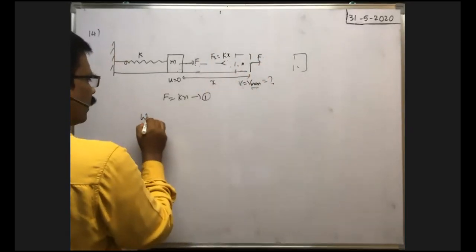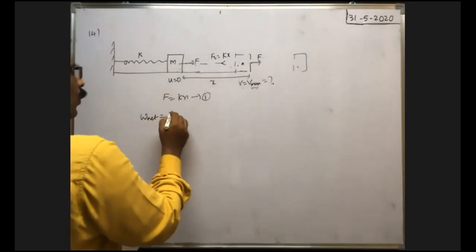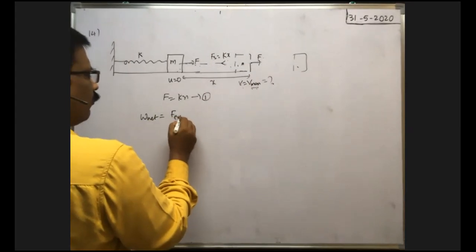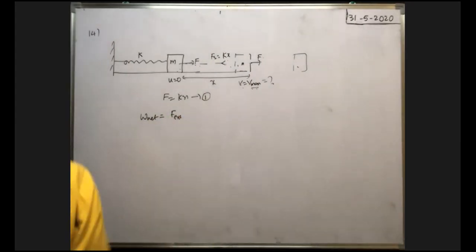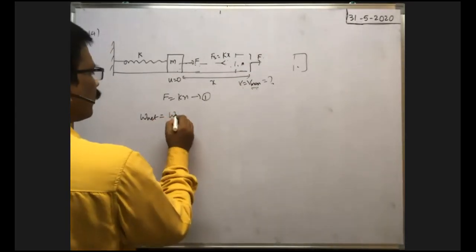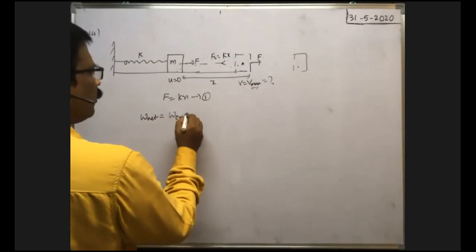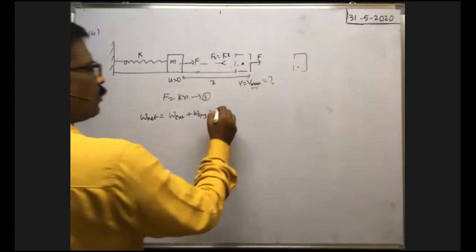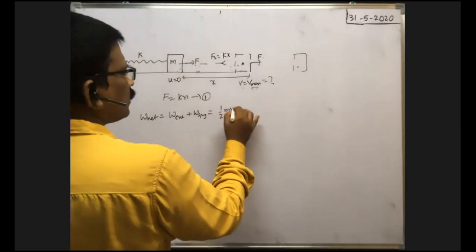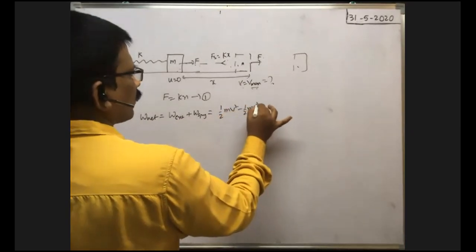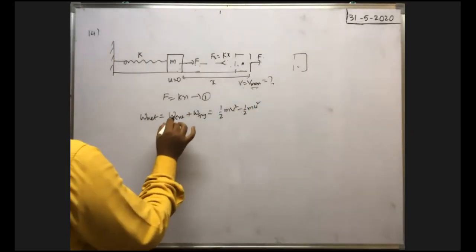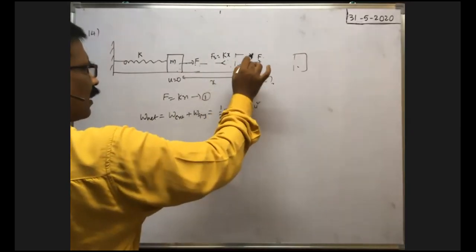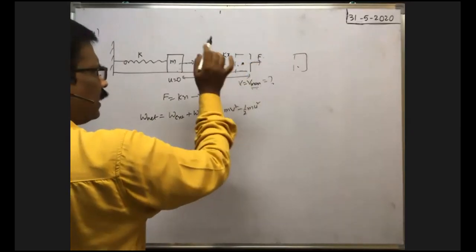Therefore, what is the net work done? Net work done is equal to the work done by the external force plus the work done by the spring force. That is the net work done, which is equal to the change in kinetic energy, half mv square minus half mu square.